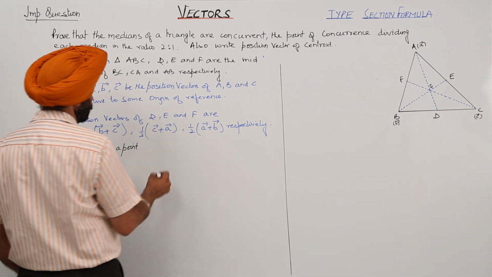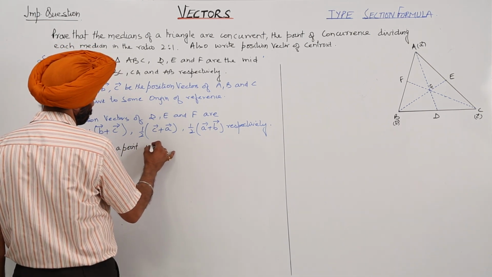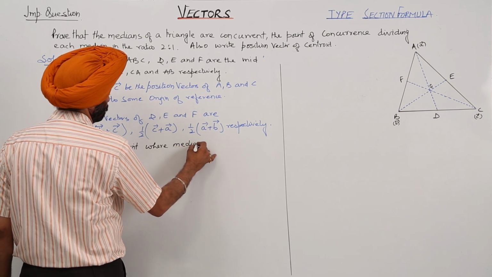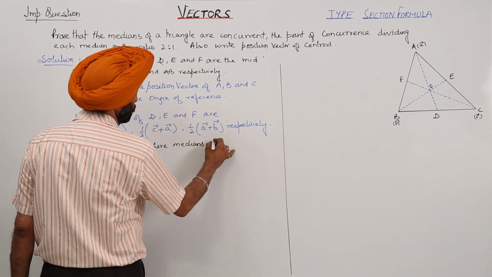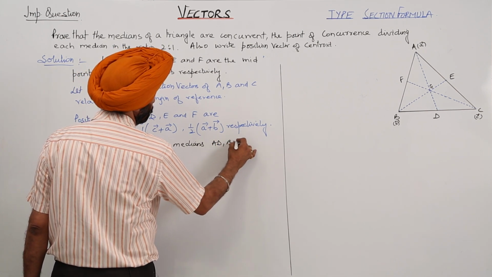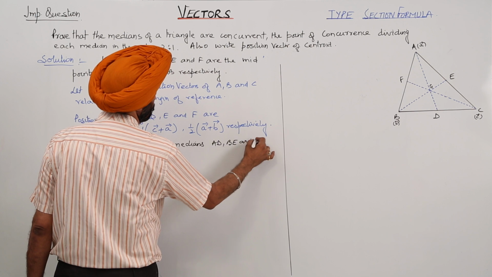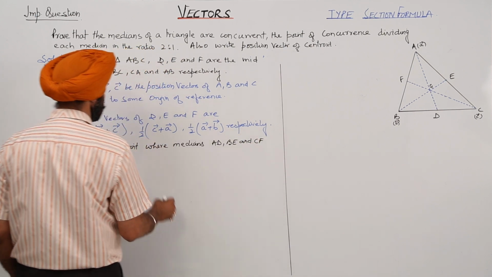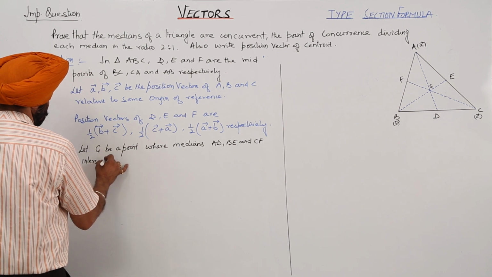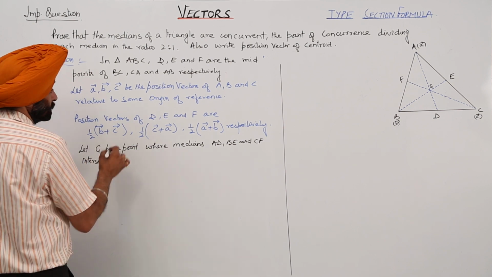Let G be a point where medians AD, BE and CF intersect.